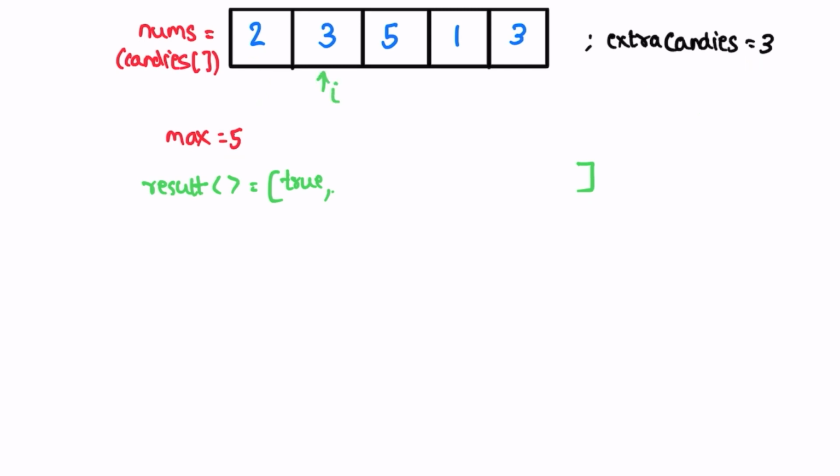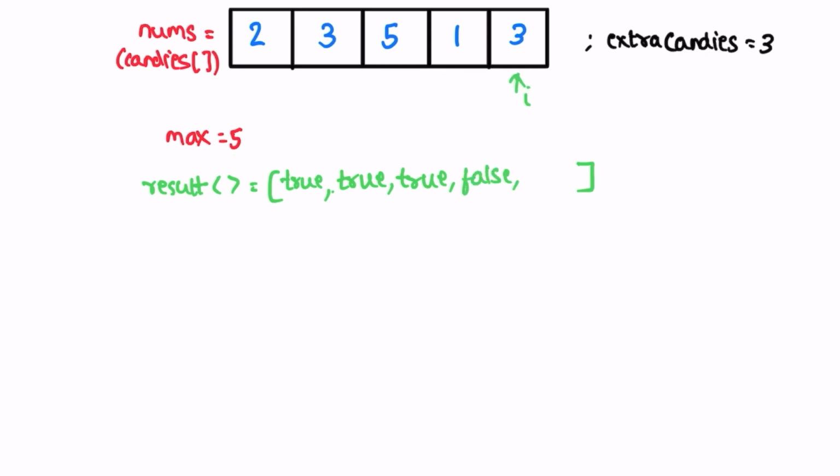Now i is pointing at 3. 3 plus 3 is 6. 6 is greater than 5, so this kid also gets assigned true. And now increment i. Now i is pointing at 5. 5 plus extraCandies 3 is equal to 8. 8 is greater than 5, so this kid also gets assigned true. Now increment i. Current element is 1. Extra candies is 3, so the total is 4. Check if 4 is greater than or equal to 5. No, so assign false to that.